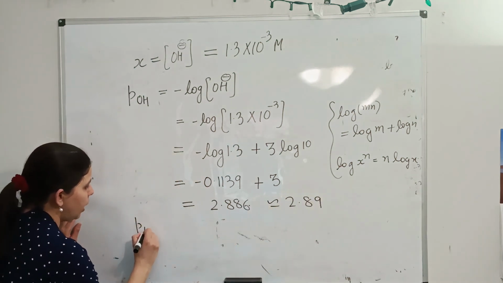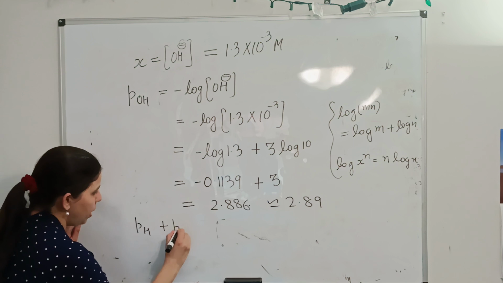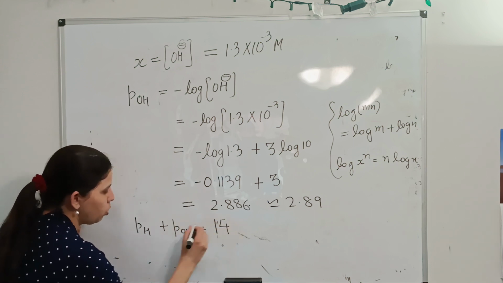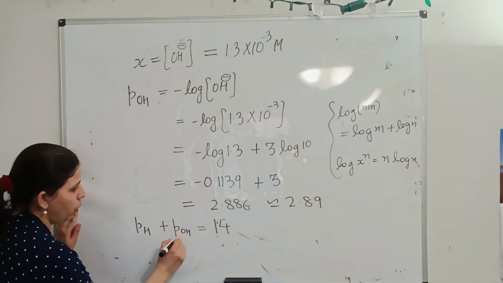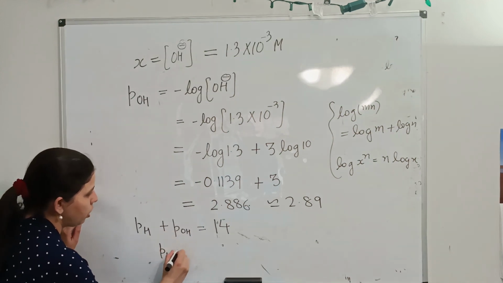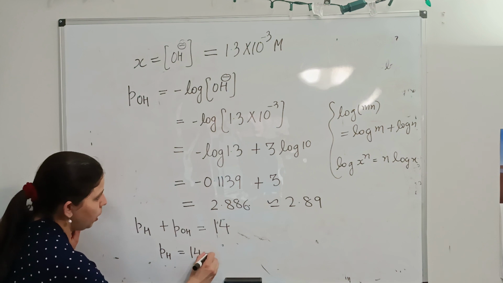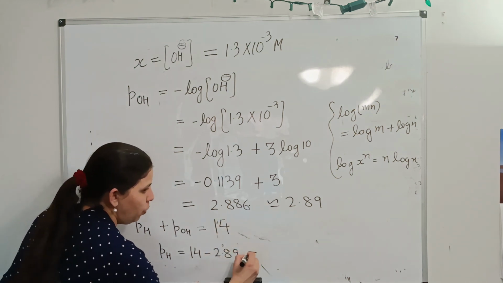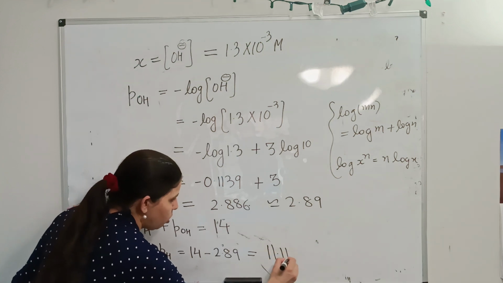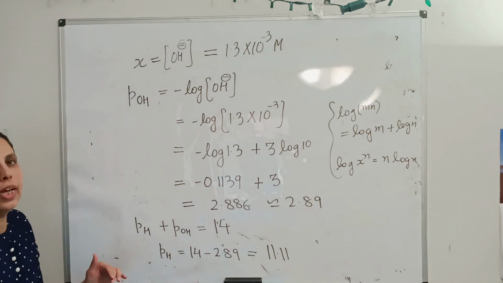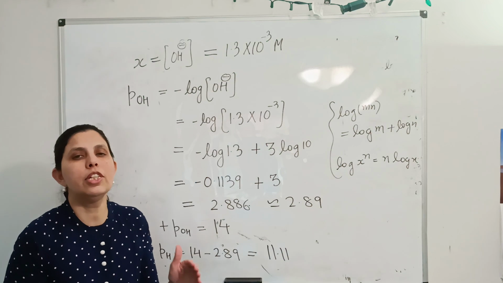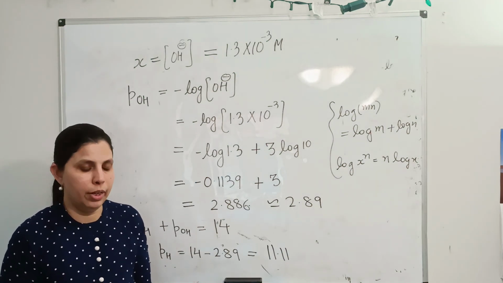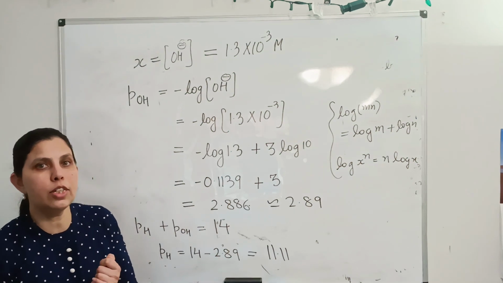Now, we know that pH plus pOH of an aqueous solution is equal to 14. We know pOH, so we can calculate pH is equal to 14 minus pOH, which is 2.89. So the value would come out to be 11.11. This is the pH of the piperidine solution whose initial concentration is 0.0025 molar.